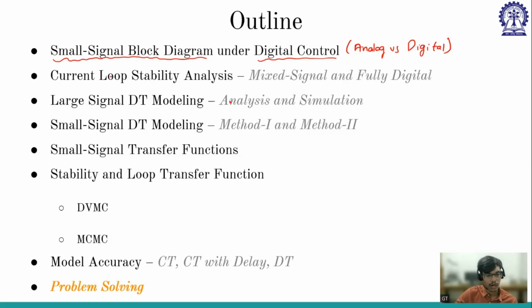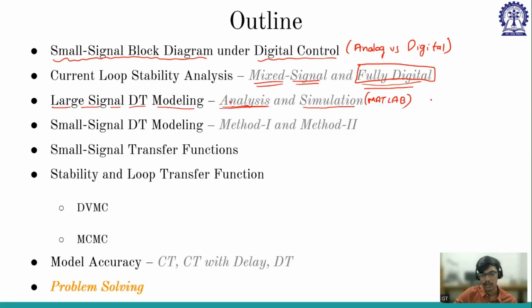And then I'll discuss current loop stability analysis. In the case of mixed signal, what is the current loop stability condition? And for fully digital, what is the condition? When I discuss the fully digital part, if you want, I can show the MATLAB simulation quickly, else we can skip that part. And then I will discuss something called large signal DT modeling. What is large signal DT modeling? What is the mathematical analysis behind this? We'll also do some MATLAB simulation, and we'll compare this large signal DT modeling with switch simulation. How well is it matching? All those things we'll consider in this particular discussion.